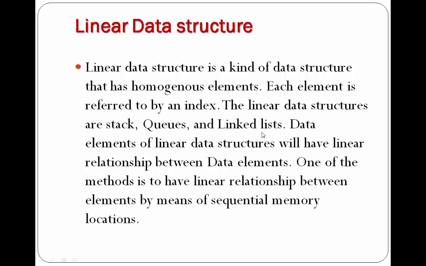Now I'm going to define what we mean by linear data structure. A linear data structure is a kind of data structure that has homogeneous elements. Means these linear data structures are a collection of homogeneous data elements. For example, array, stack, queue, list, linked list. These are all examples of linear data structures. Why are these called linear data structures? Because whatever elements we are organizing or storing in this structure are stored one after the other. If you want to access any one of these elements, we have to have the index value for accessing that element.